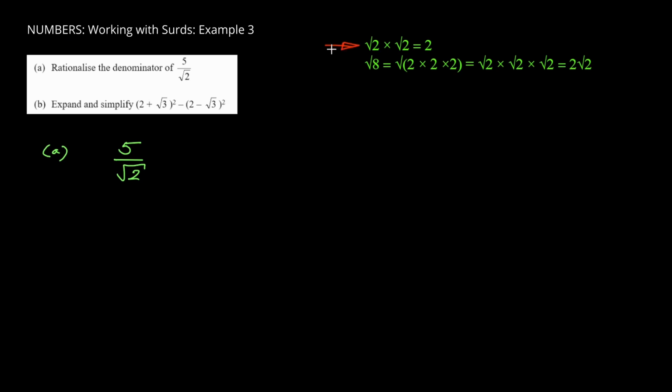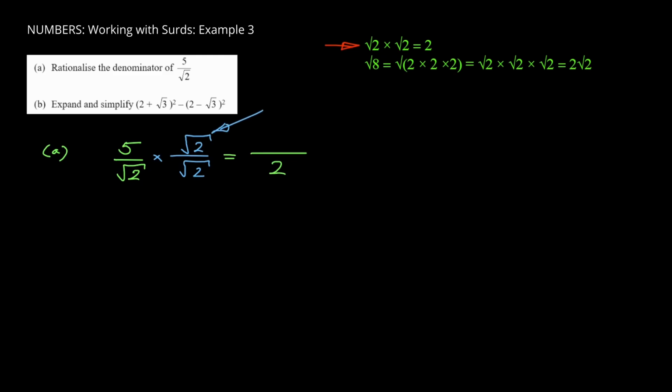In that if we multiply the square root of 2 by itself, we get straight back to 2. So if we multiply the denominator by root 2, we will produce a denominator of 2. But we can't multiply the denominator just by root 2 because we will alter the sum. And we get round that problem by multiplying the numerator as well by the square root of 2.